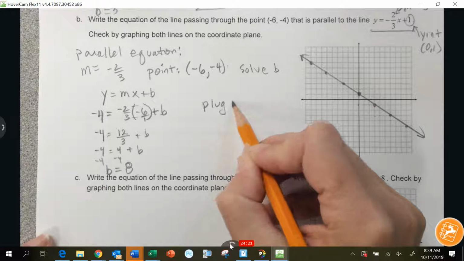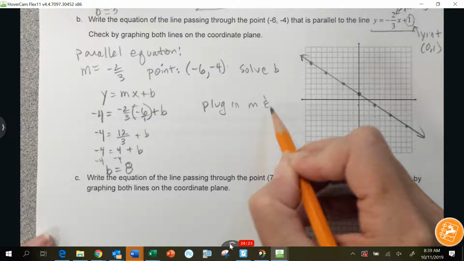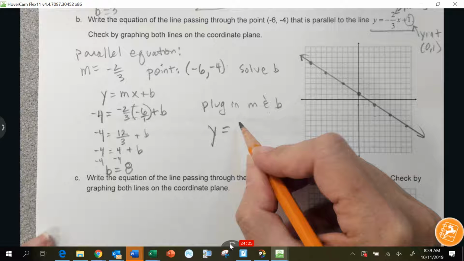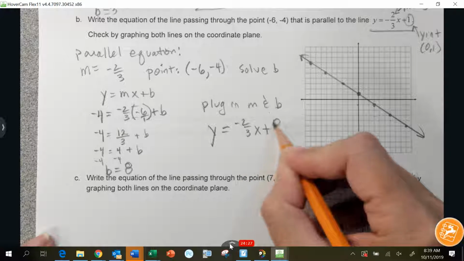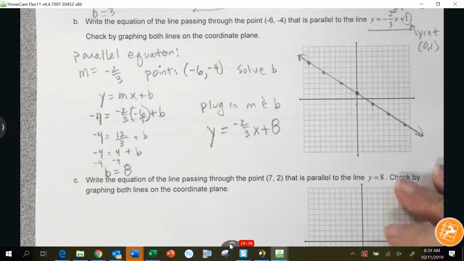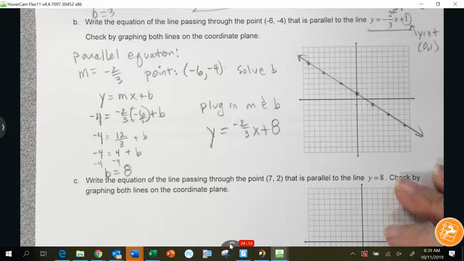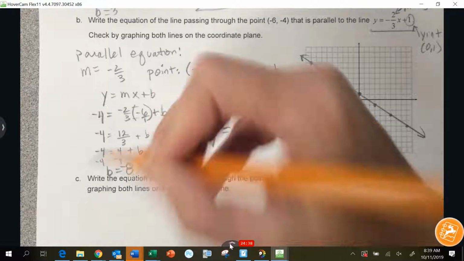So then we're going to plug in m and b. Y equals negative 2/3 x plus 8. Oh, where am I not getting a negative 8 from? Oh, I just forgot the negative. I'm sorry.